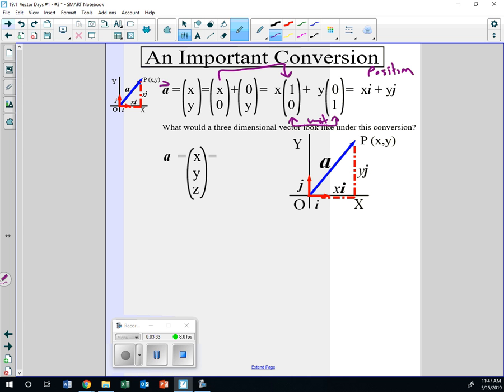Is it reasonable that you could go to 3D? Make this three-dimensional, so instead of just having x, y, we can have x, y, z. Then the position vector is xi plus yj. What do you think the next one's going to be? Z what? K, yeah. And that is just coming out of the board like that.